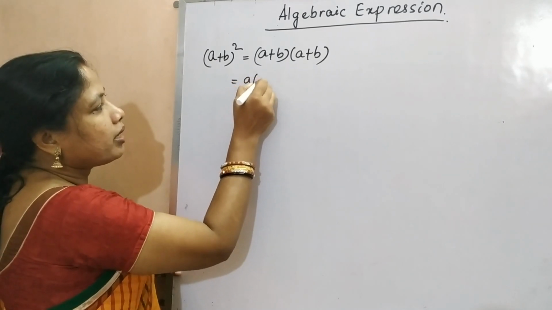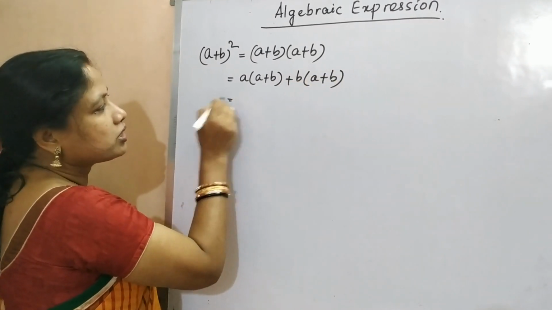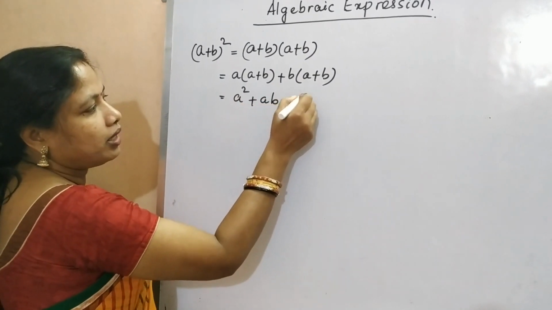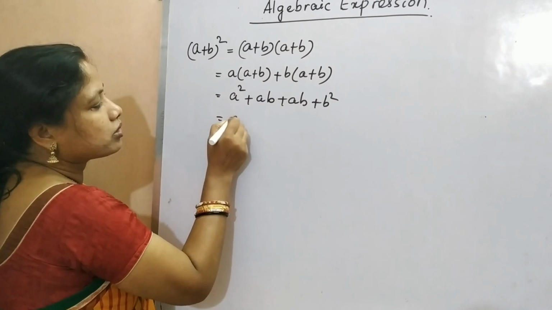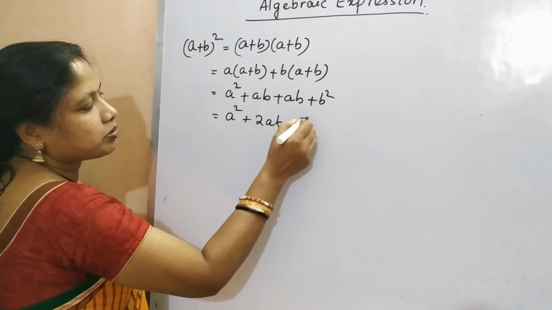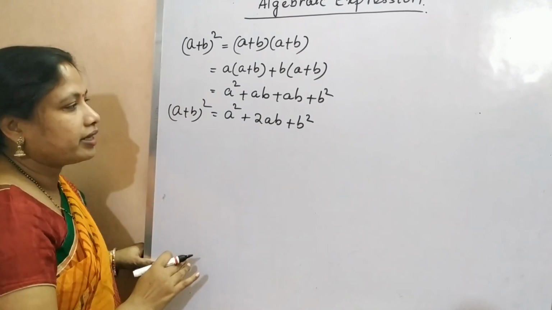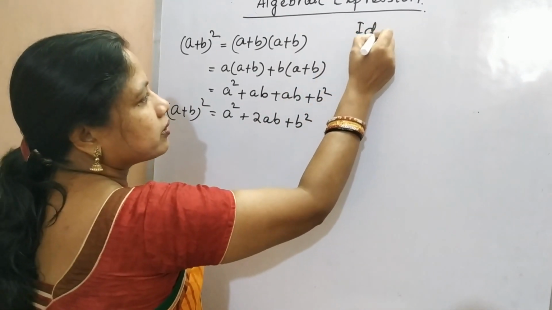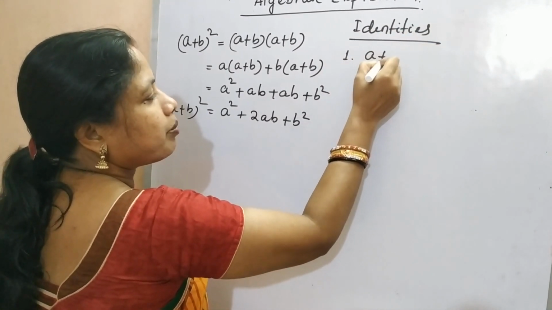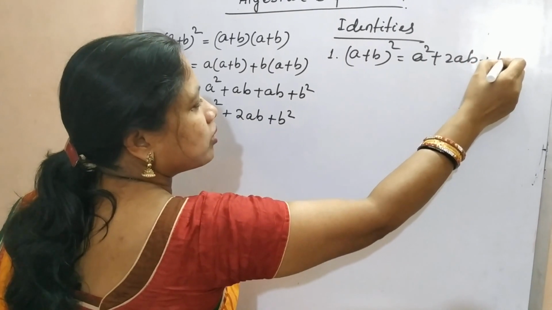So this is equal to a multiplied with (a + b) plus b multiplied with (a + b). So this becomes a multiplied with a is a square, plus ab, plus ab, plus b square. So this is equal to a square plus 2ab plus b square. So this is (a + b) whole square. So this is our first identity. First identity is (a + b) whole square is equal to a square plus 2ab plus b square.